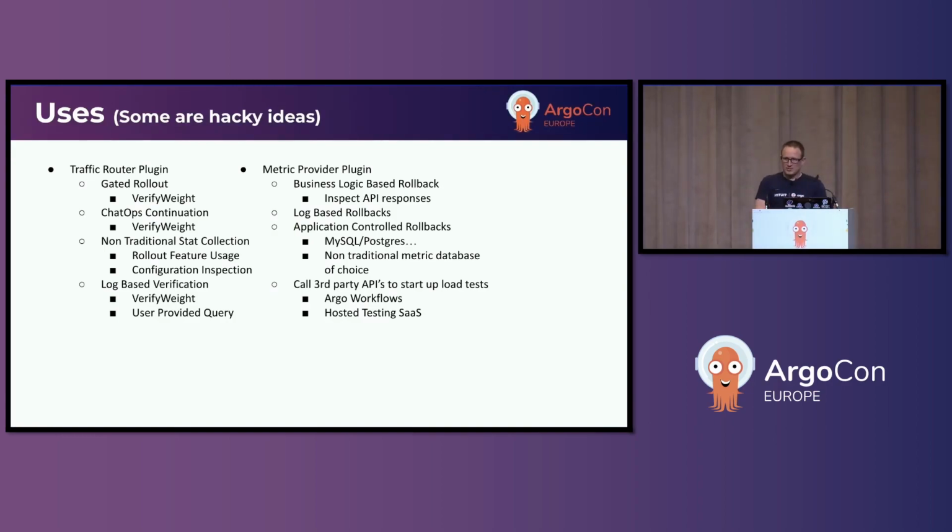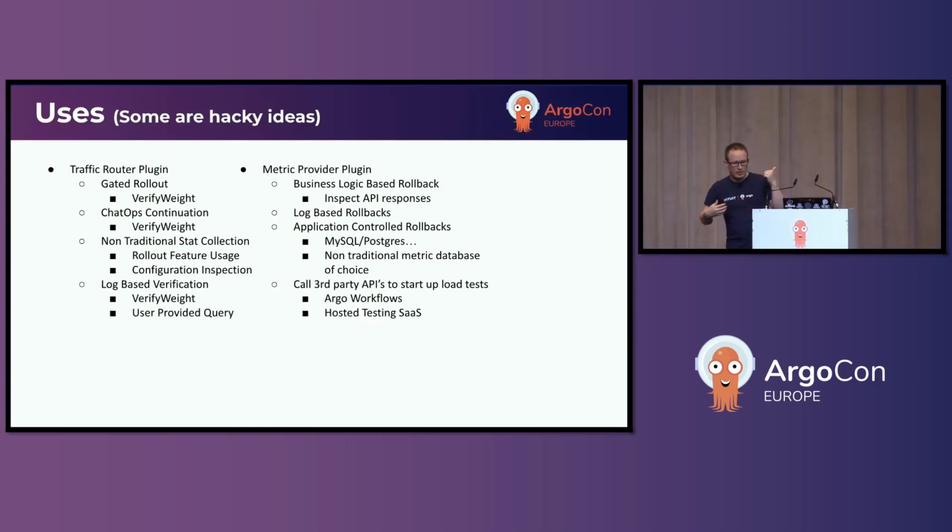With the plugin systems that exist today, Argo Rollouts lets you configure multiple traffic routers at the same time. So you can have your real traffic router like Istio, and then you can have your plugin one, and it will actually run both at the exact same time, which allows you to use the verify weight function of the plugin to, say, gate a rollout. Call some third-party API that looks for the okay to continue to the next step, right? That's one idea.